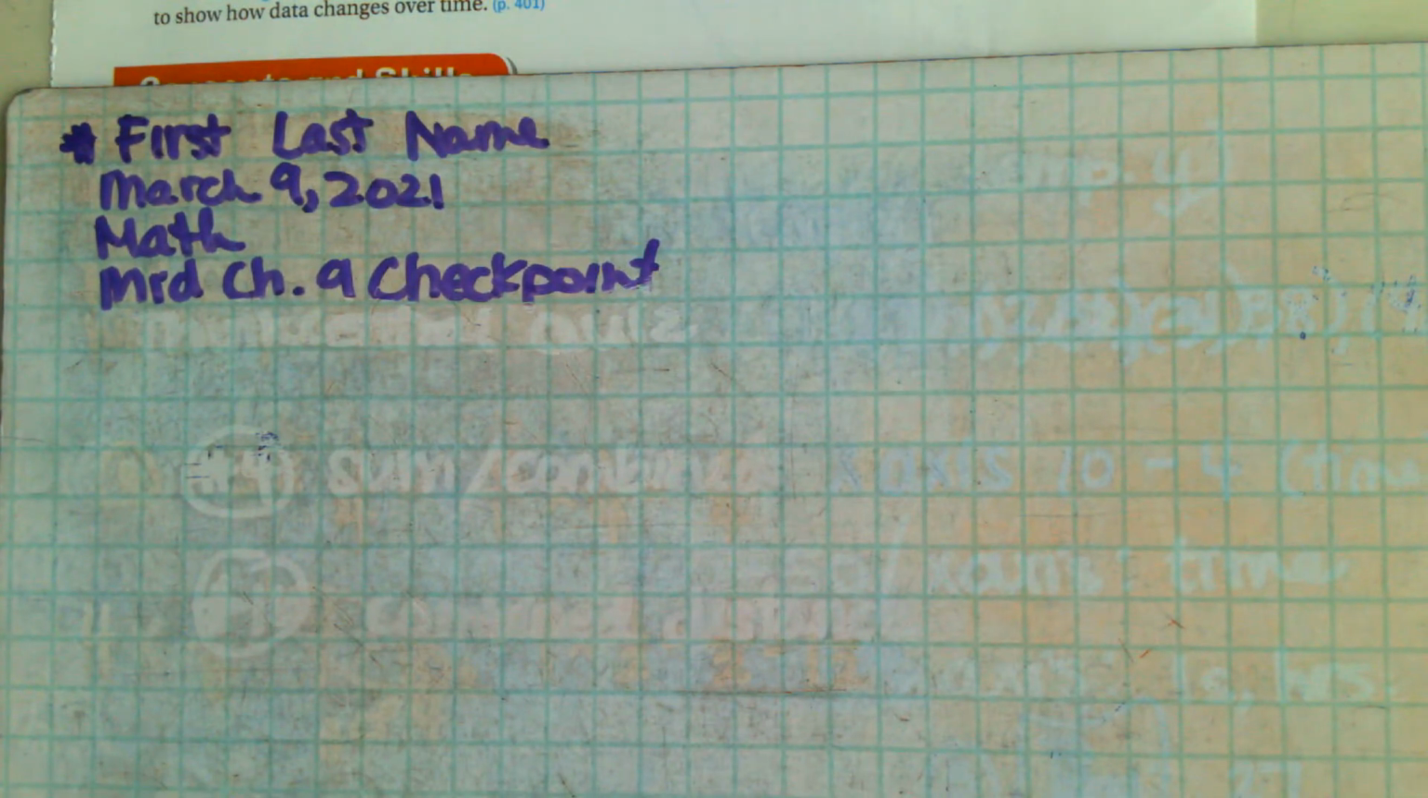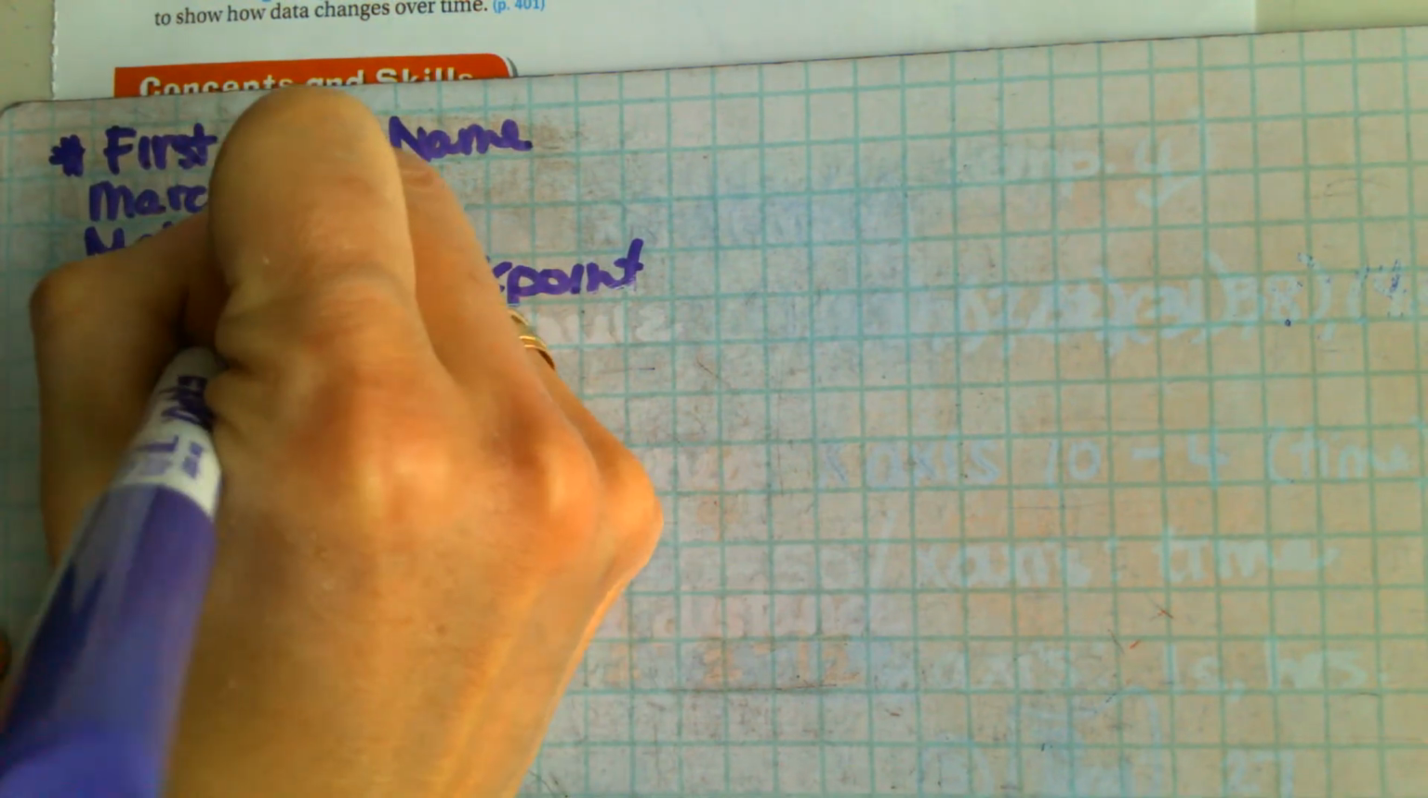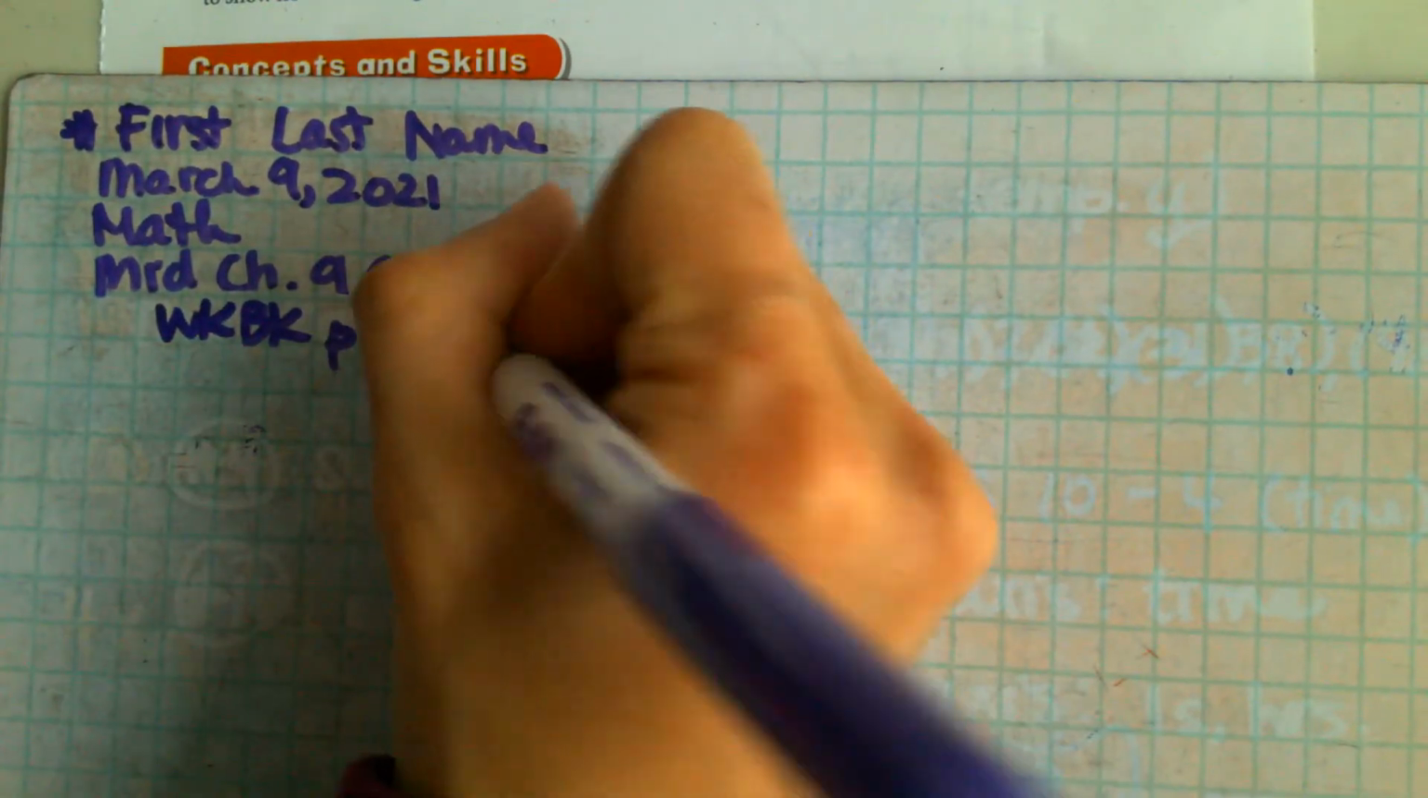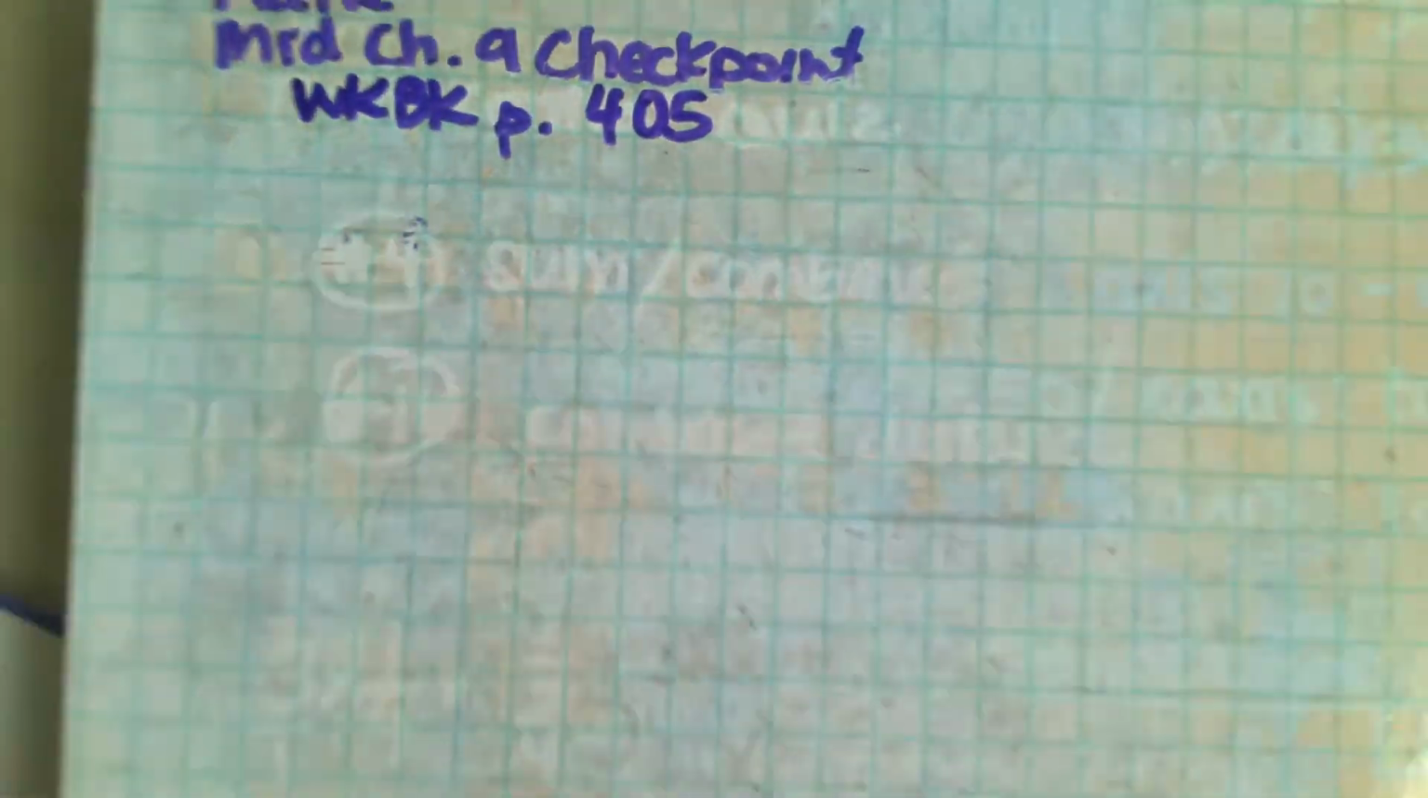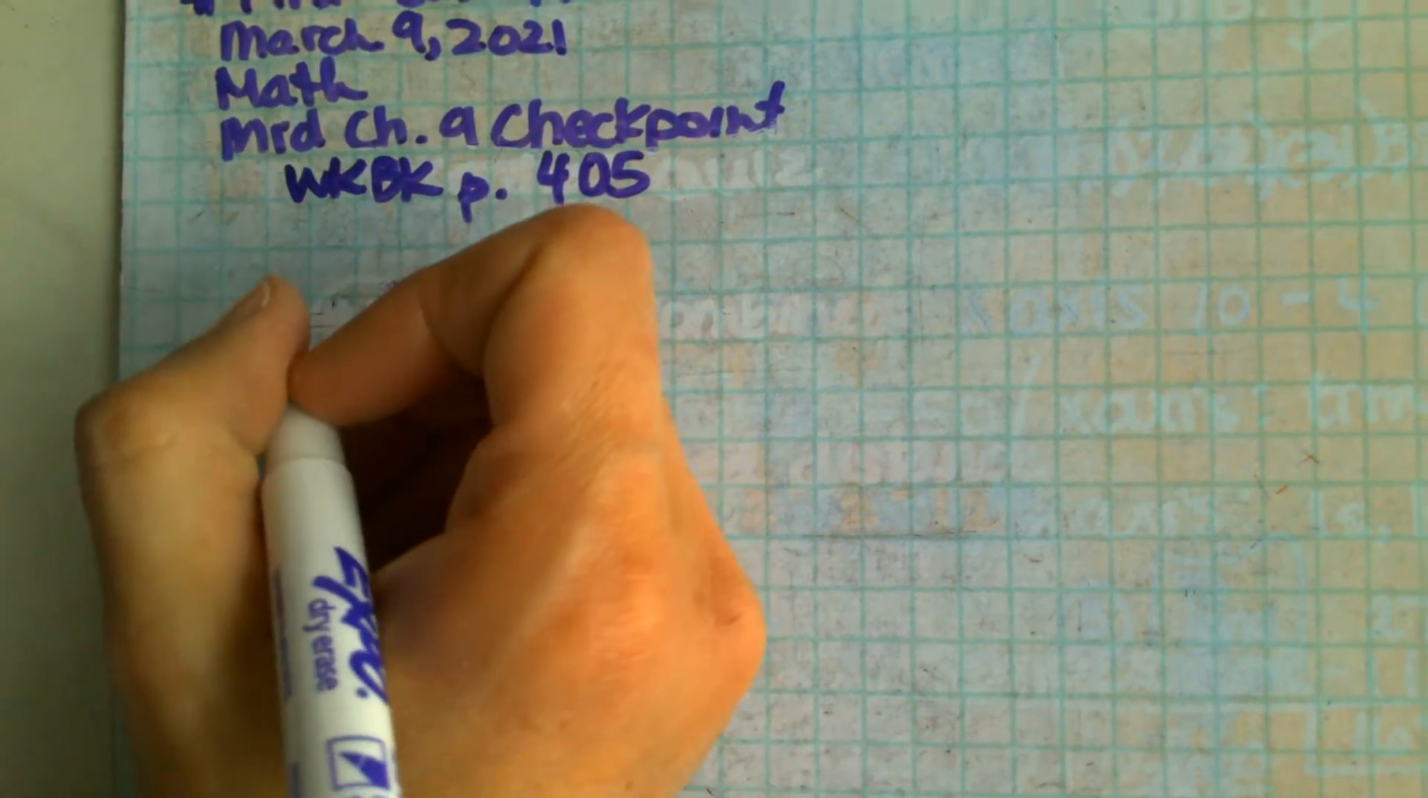So I have my graph paper. Make sure you put a heading on your paper. This is workbook page 405. All right, and this is number 4.